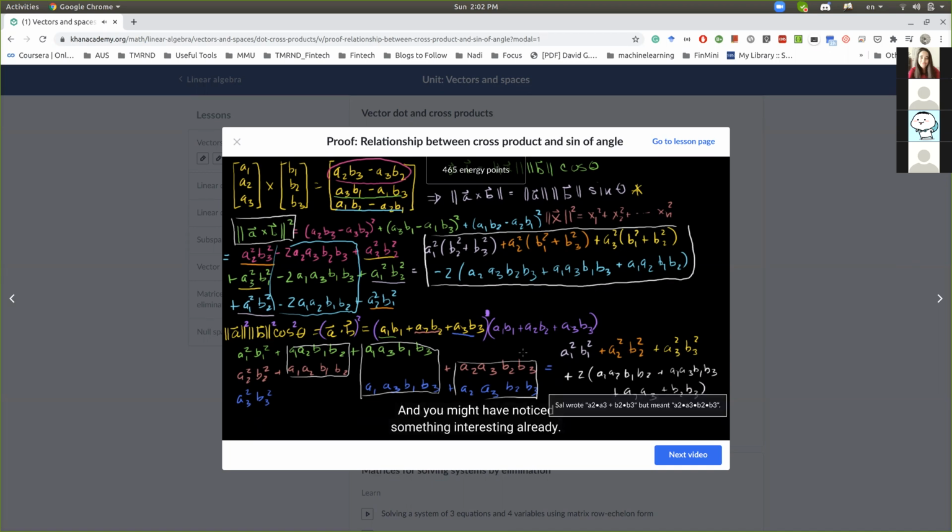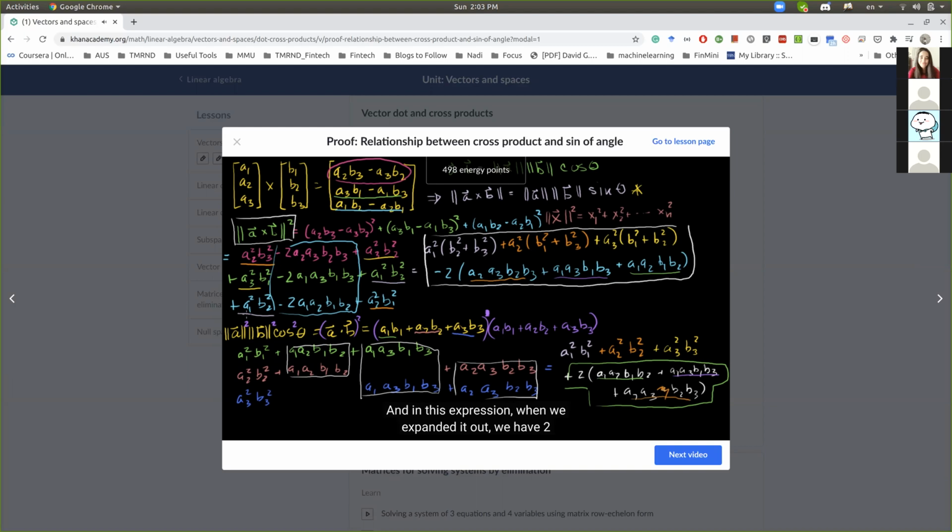And you might have noticed something interesting already. If you compare this term right there to this term right there, they're the same thing. You have a1 a2 b1 b2, a1 a2 b1 b2. This term and that term are the same. Let's look at the other terms. a1 a3 b1 b3, a1 a3 b1 b3. That term and that term are the same. And then finally, if you compare a2 a3 b2 b3, this shouldn't be a plus, it's just all multiplied: a2 a3 b2 b3, a2 a3 b2 b3. This term and this term are the same.